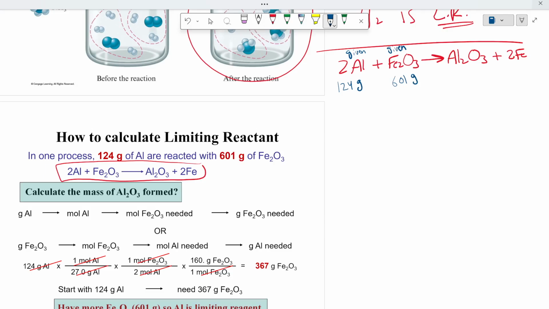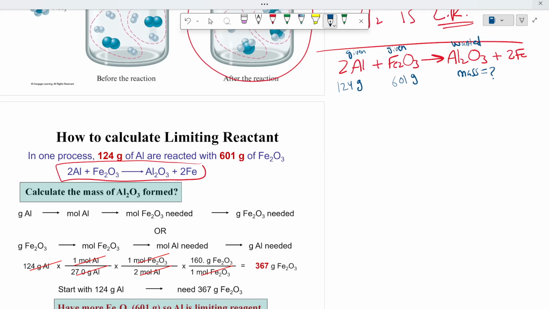Calculate the mass of Al2O3. Here we need the mass of Al2O3. This is wanted. Stoichiometry principle states that you write the mole ratio between the given material and the wanted material. But here, as you can see, two reactants are given. If I select aluminum, the ratio will be 2 moles of aluminum to 1 mole of aluminum oxide, then I'll get an answer. If I select Fe2O3, the ratio is 1 to 1, so I will get another answer.